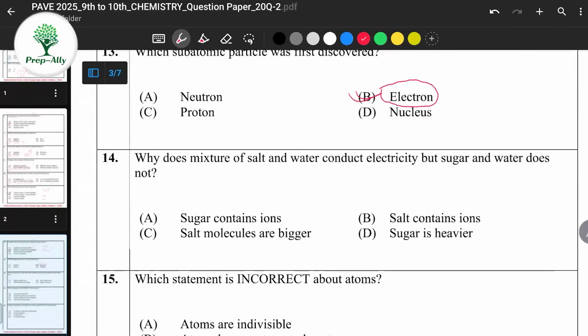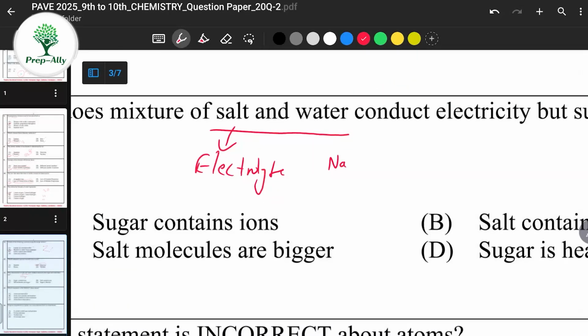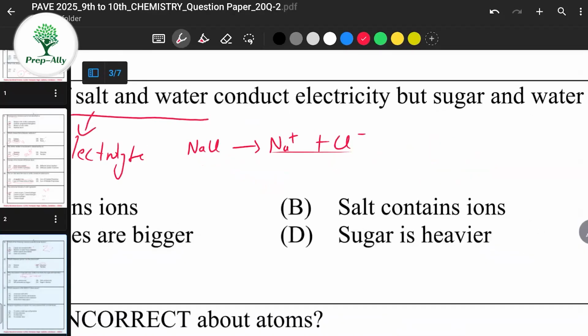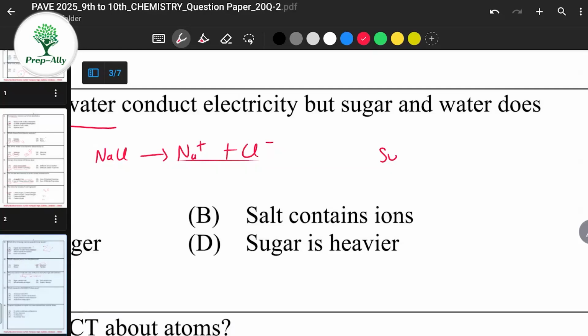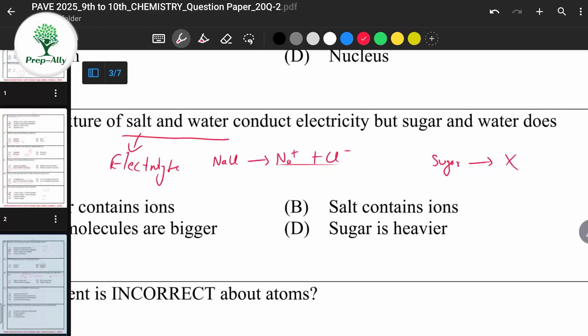Question number 14. Why does a mixture of salt and water conduct electricity but sugar and water not? So salt and water. The salt is called an electrolyte. For example, if we have a normal salt like NaCl, as soon as you dissolve this NaCl in water, what will happen? It will convert into Na positive and Cl negative ions. These are the ions into which it is converting. But let's suppose you have sugar. The sugar will remain as it is. It cannot convert into ions. That's why the solution of sugar and water cannot conduct electricity.